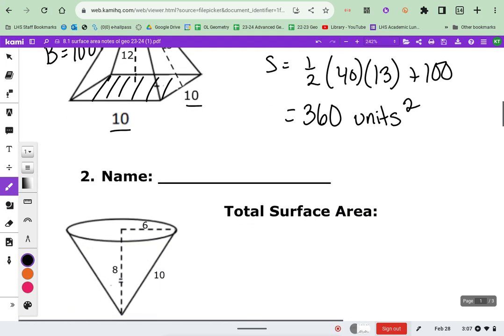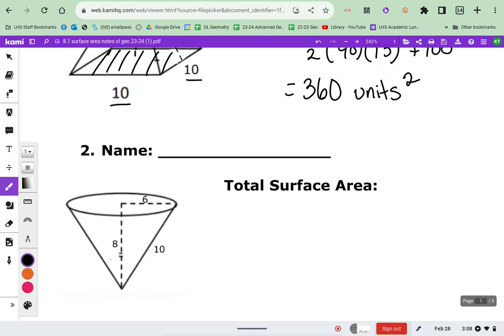Okay, cool. Number 2. This guy is a cone. We'll find the formula first for total surface area, which is surface area equals. I've heard "circle cone." Good question. That is a really good question, actually.